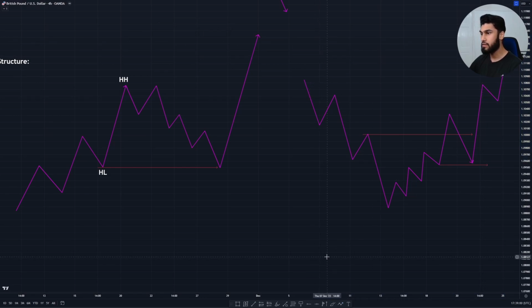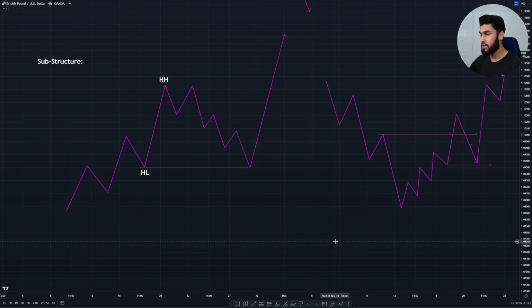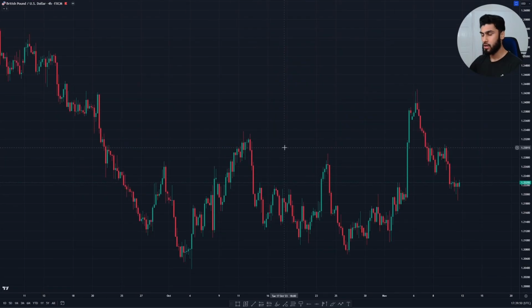So now that's the theory side covered. Let's go on over to the charts and see how we can determine these different trends in the real life markets. Right, so let's take a look at GBP USD and let's take this as an example.